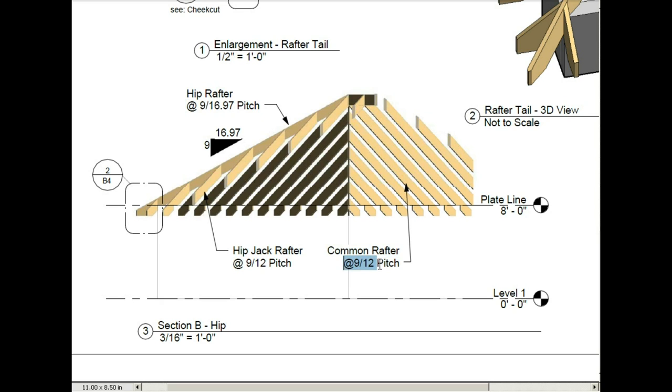Here's a 3D section view. Your common rafter is set at 9 over 12 pitch. Your hip rafters, you can see they come at a different angle. The rafter square is 9 over 16.97. And hip jacks are 9 over 12.